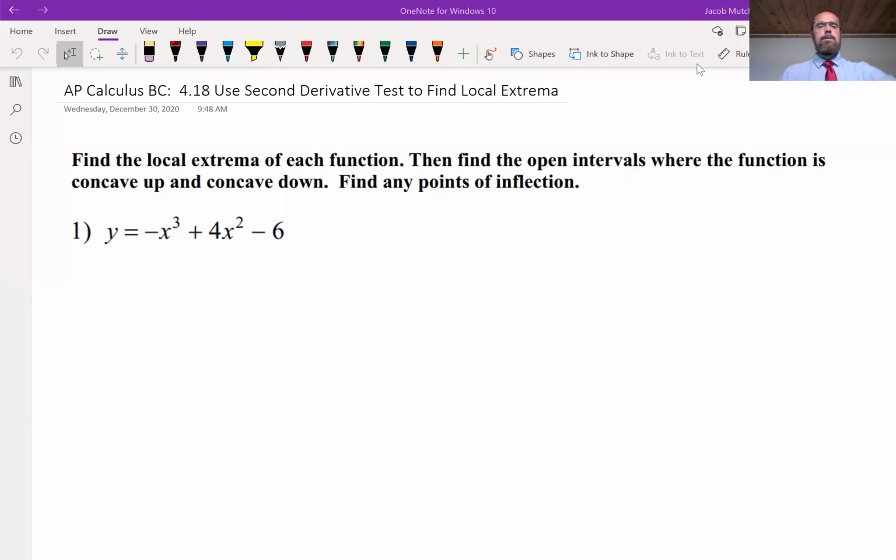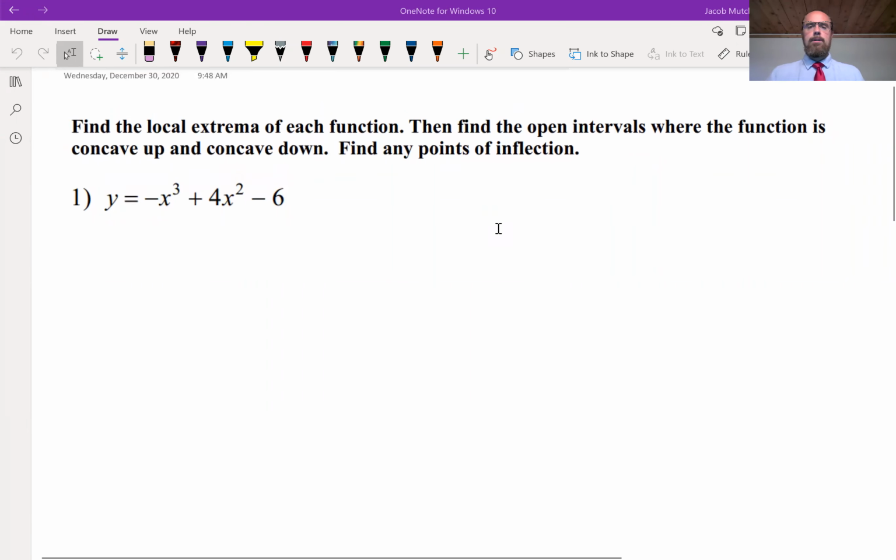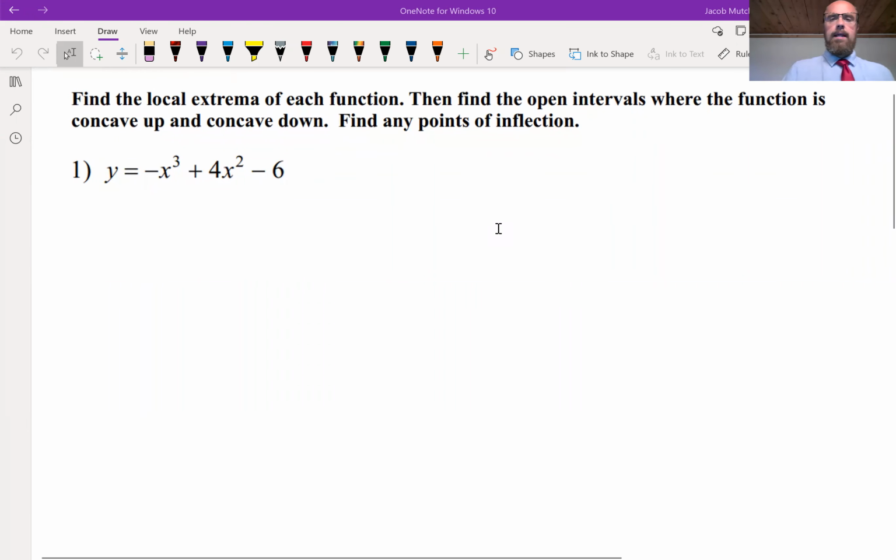Welcome to Calculus. Today we will investigate using the second derivative test to find local maxima or local minima. We'll take a look at one example. Our function here is the cubic polynomial y equals negative x cubed plus 4x squared minus 6. And we want to start off by identifying the concavity. So I'm going to jump to that second task that we've got in our instructions.